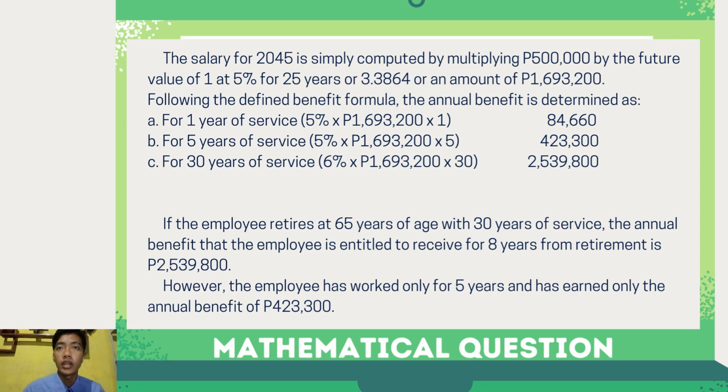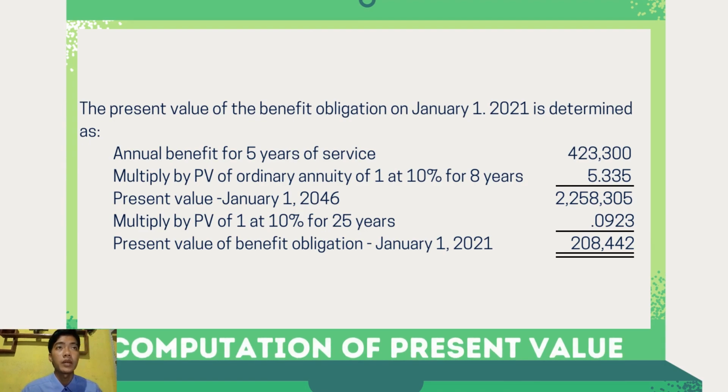So, kung yung employee ay nag-retire at 65 years of age with 30 years of service, the annual benefit that the employee is entitled to receive for 8 years from retirement is 2,539,800. However, the employee has only worked for 5 years and has earned only the annual benefit of 423,300. So, ang tanong naman dito is, how much benefit obligation shall be recognized at this point in time on January 1, 2021? So, the answer is that the benefit obligation is equal to the present value of the annual benefit of 423,300 already earned by employee in 5 years.